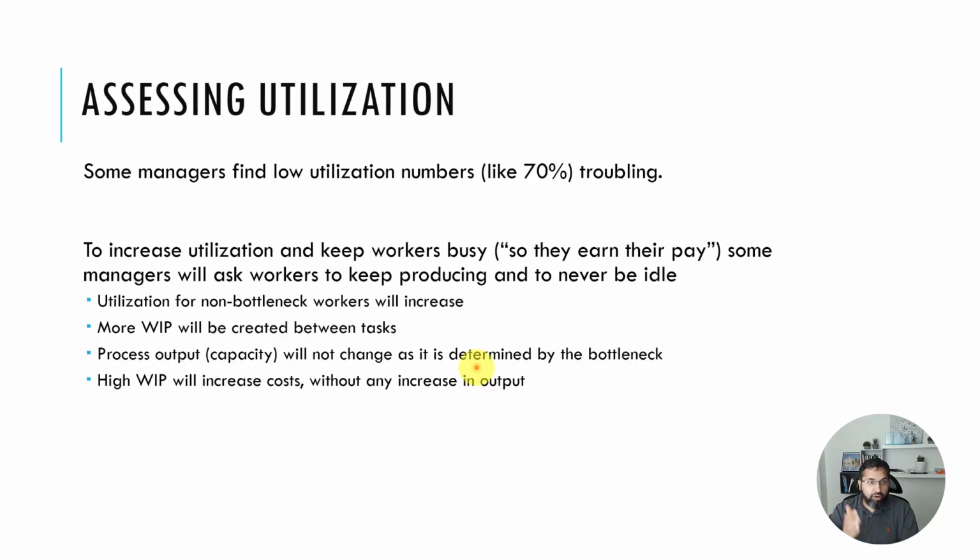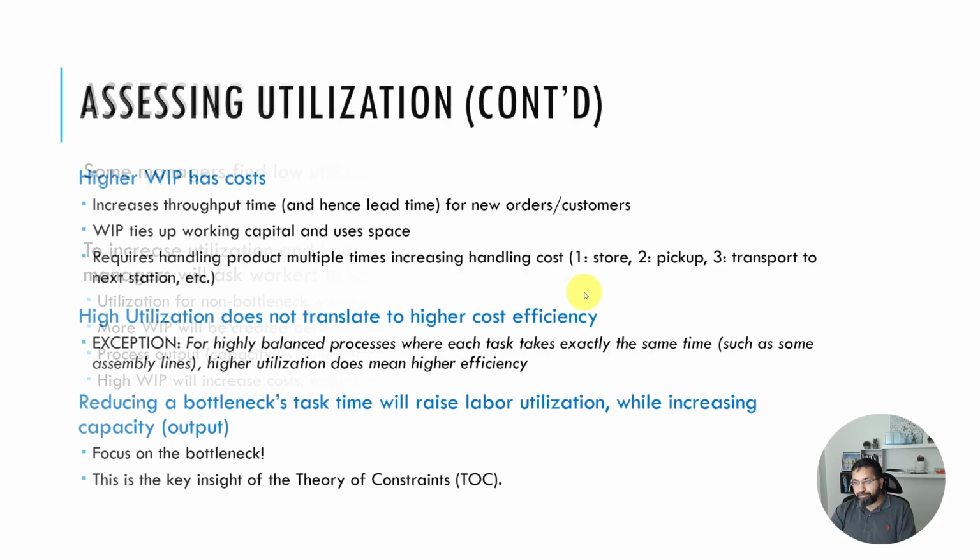You shot your profitability down just because you couldn't handle some workers having low utilization, where it was not their fault, it was the fault of the way the process was designed. Okay. So high WIP has cost. You might ask why. How can WIP have cost? It's just work in process inventory, right?